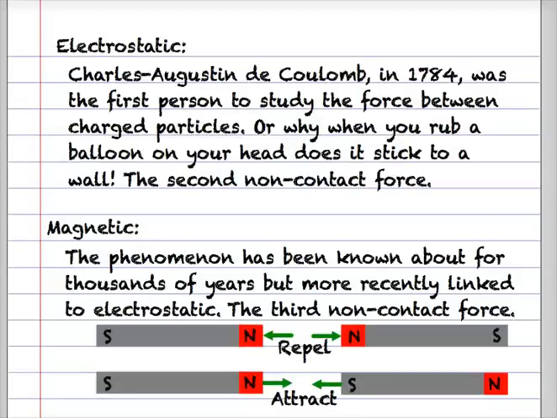Electrostatic force. Charles Augustin de Coulomb in 1784 was the first person to study the force between charged particles such as protons and electrons. Not that he worked with those sort of things, however. He probably worked with balloons or other such objects and asked himself why, when you rub a balloon on your head, does it stick to the wall?